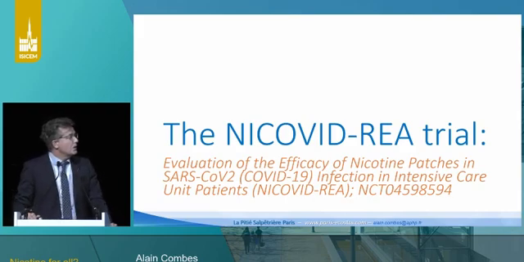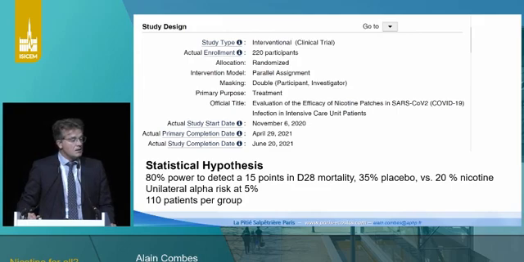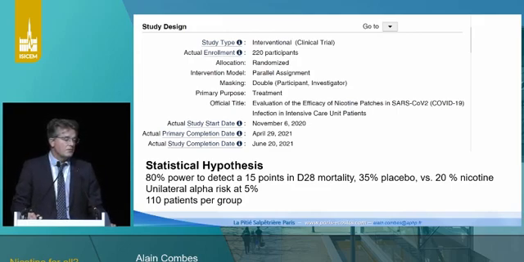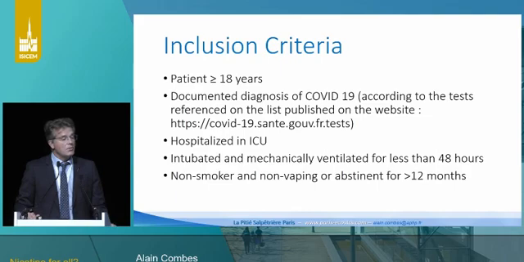COVID-19 patients in the ICU. We enrolled 220 patients. This was a double-blind randomized study. The statisticians made the hypothesis of a 15-point reduction in day 28 mortality, from 35 down to 20, with 80% power and alpha at 5%, leading to 110 patients per group. We included patients over 18 who had a confirmed diagnosis of COVID-19, who were hospitalized in the ICU and intubated and mechanically ventilated for less than 48 hours.